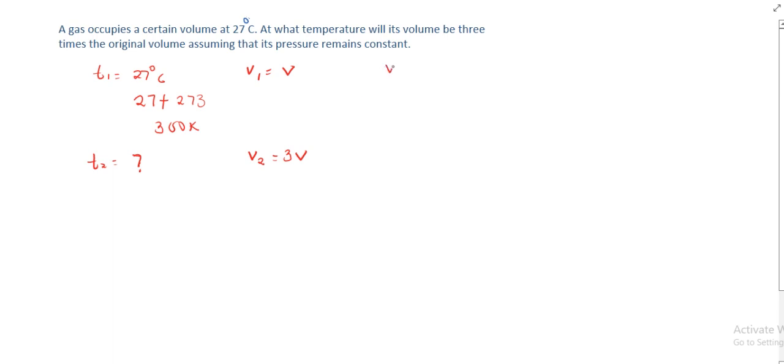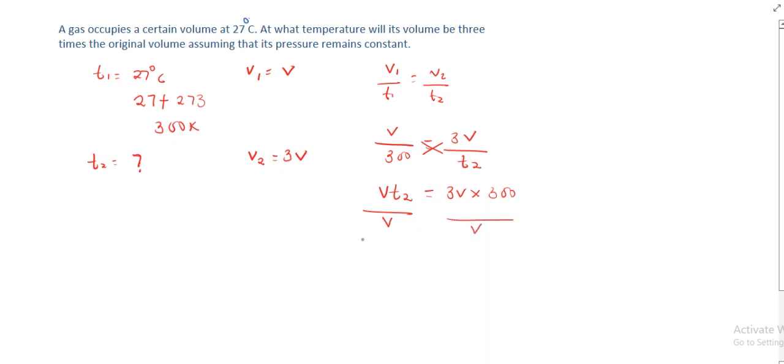Now from Charles' law, we know that V1 over T1 is equal to V2 over T2. And our V1 is V, over T1 is 300, equals our V2, which is 3V, over T2, which is the unknown. Let's cross multiply first. So we have V T2 equals 3V multiplied by 300. So we can divide both sides by V. So V will cancel V from here. Then we have T2 equals 300 times 3, which is 900V over V. So V will cancel out V.